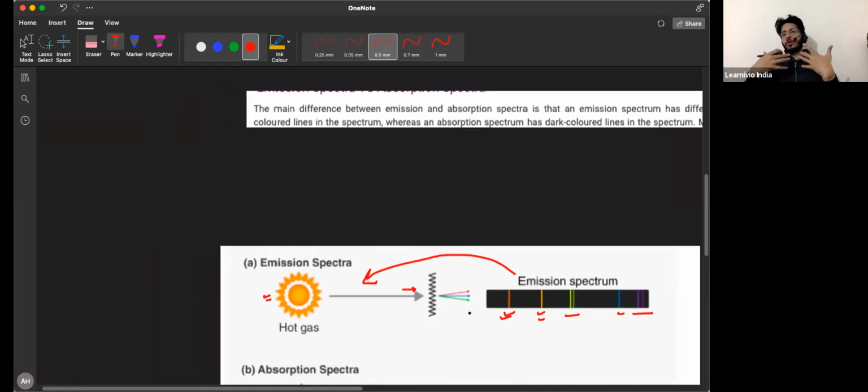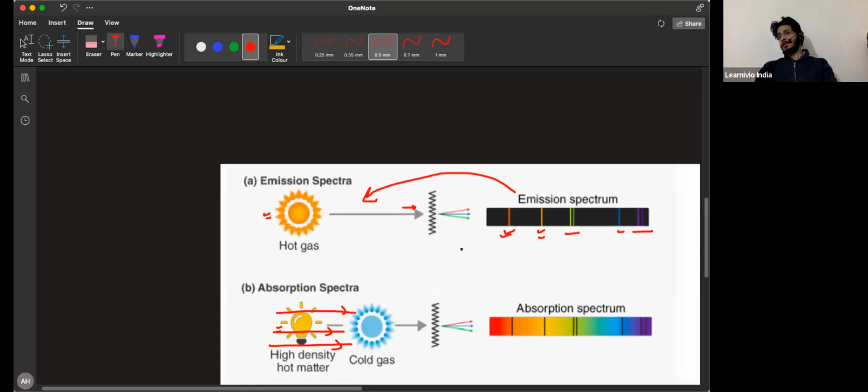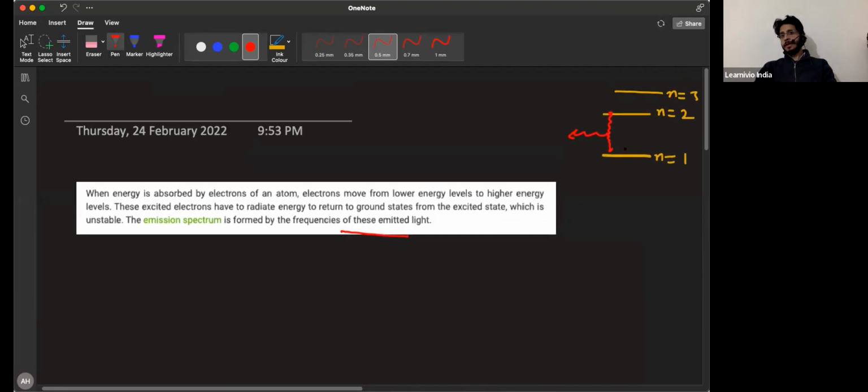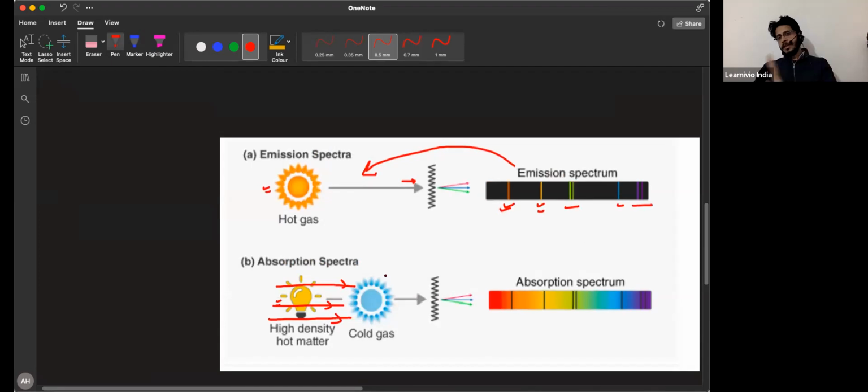Now see, what does absorption spectrum mean? Say you take a gas, some cold gas, gas at low temperature, and you take some radiation. You allow this radiation to pass through the gas. When I say a cold gas, that means all the electrons are in the ground state. So when some radiation passes through the atom, this atom will absorb some energy.